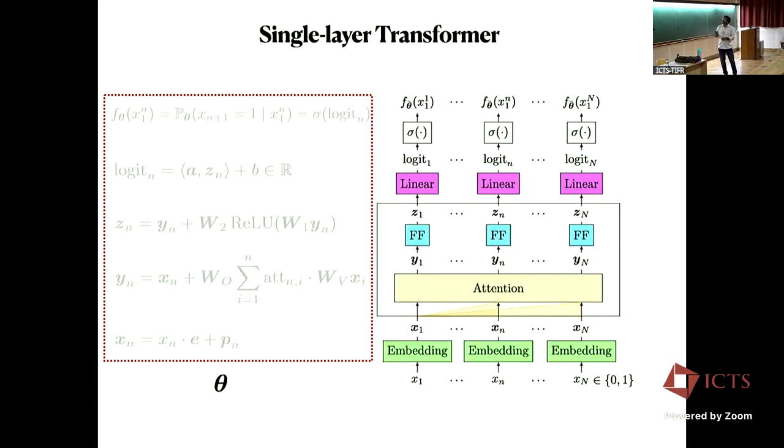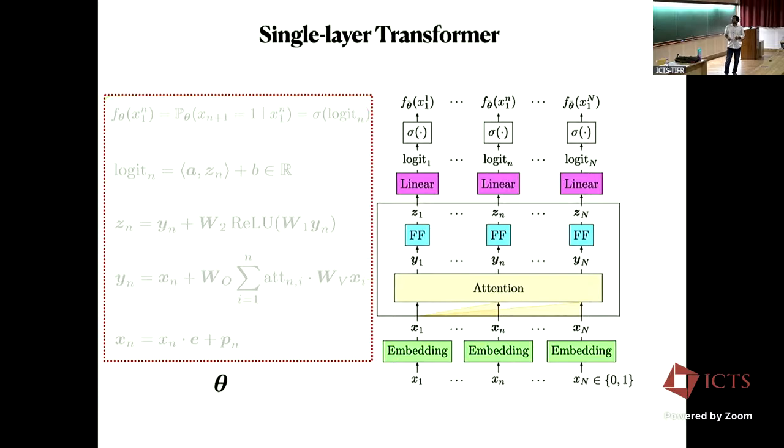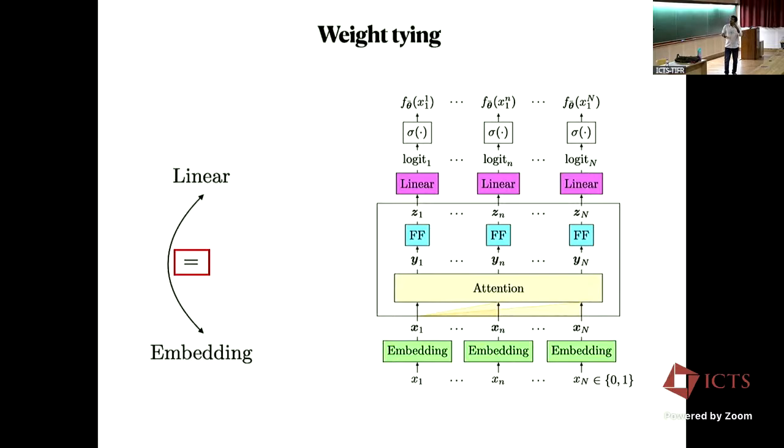So this is the architecture that we consider, a one-layer transformer in full generality. And the core component, as I was saying, is this attention block. Okay, attention, and there's a final logit layer. And here we consider two scenarios. One is called weight tying. It's a very popular practice.